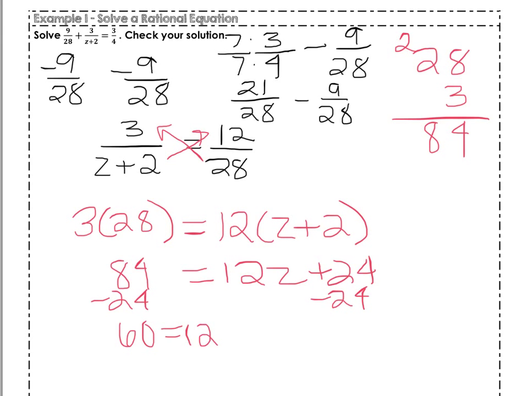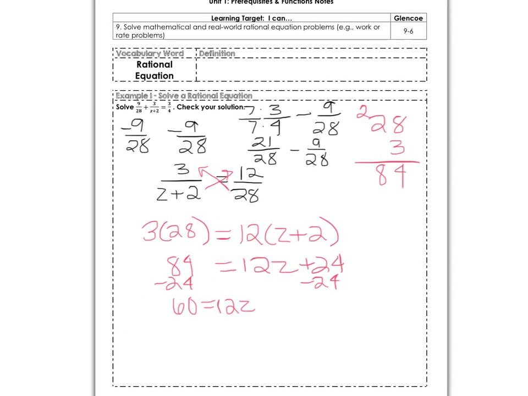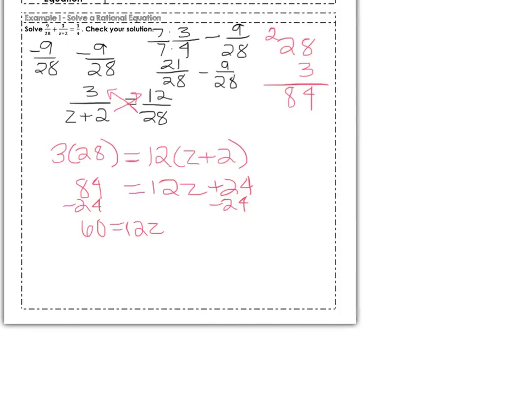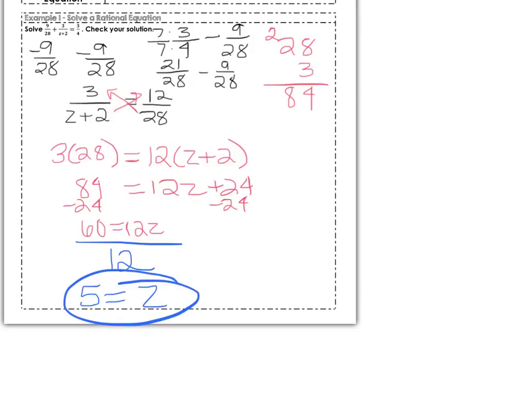Zoom out. And lastly, 12z is equal to 60. We must divide by 12. 60 divided by 12 is equal to 5. So z is 5. So this was a different approach from your textbook. Either are perfectly acceptable. In fact, there are even more ways than the two that have been presented.